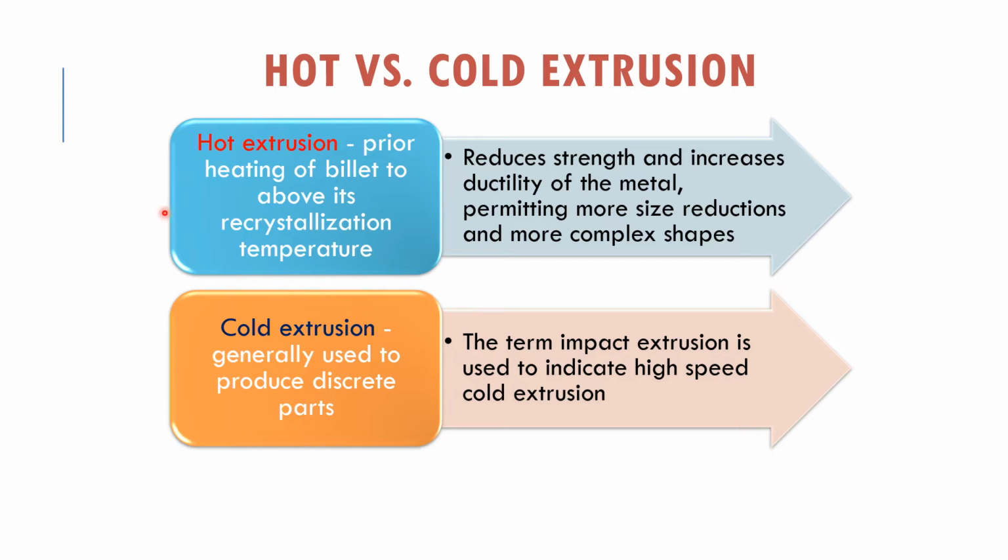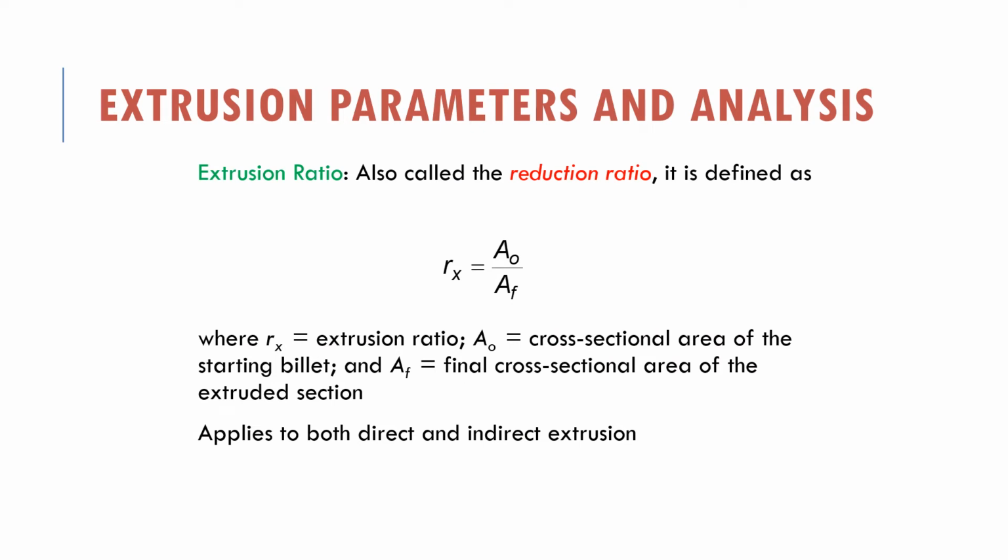As for cold extrusion, usually used to produce a very discrete part. Okay, so the term impact extrusion is used to indicate high-speed cold extrusion. So for extrusion parameter and analysis, in extrusion ratio, we call reduction ratio, because there will be reduction of the cross-sectional area compared to the starting cross-sectional area. So this is calculated by using this equation, Rx equal to A naught over A final, where A naught is the cross-sectional area of the starting billet and AF is the final cross-sectional area. So this one applies to both direct and indirect extrusion.